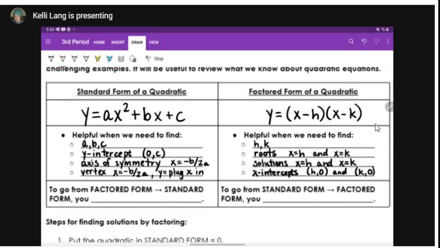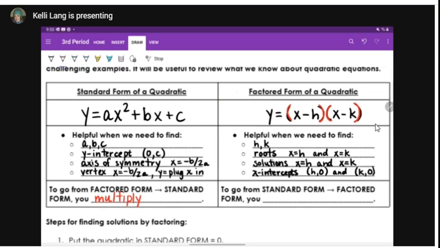To go from factored form into standard form, you're starting from a point where you have 2 factors being multiplied together. To expand that out into standard form, the method we used was multiply. We just multiplied those factors together. That's it.